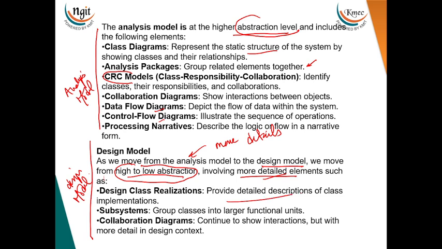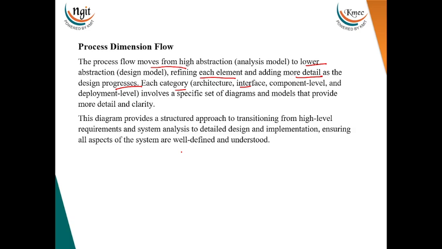Here it provides a detailed description of a class implementation, whereas here only the static structure, subsystems, group classes, and larger functionalities are shown, along with the collaboration app and the interaction between the systems. This is what has been shown. As I mentioned before, when you go to the analyze model, the abstraction is high. When I go to build, it is low. Correct? Now let's move on to this one.